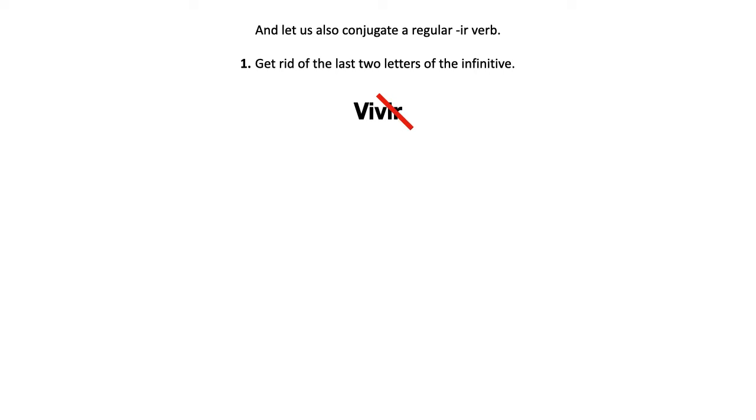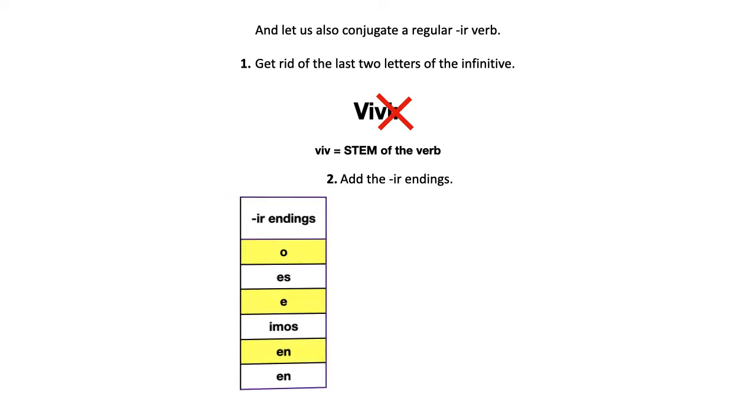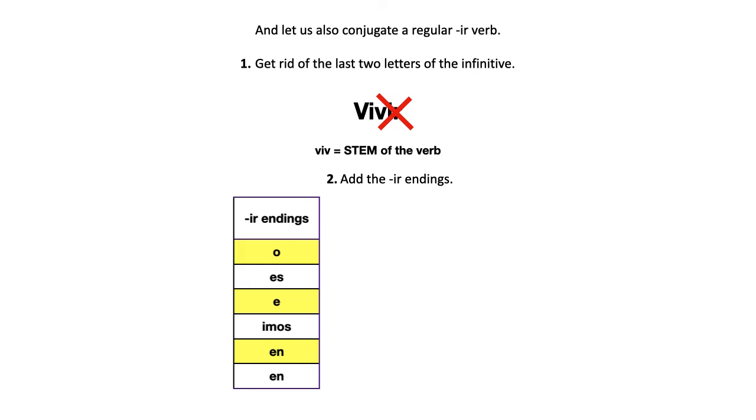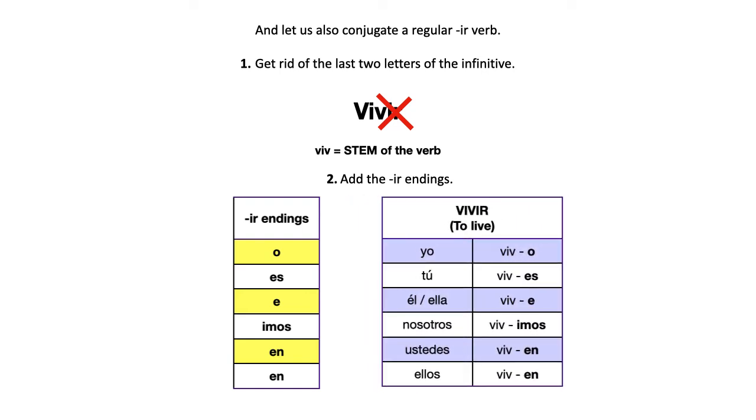Let's get rid of that I and of that R, and we are left with viv, which is our stem, right? And then, of course, we're not going to add the ar or the e endings. We're going to add the ir endings, which go like this: o, es, e, imos, en. If we add those endings, we get the conjugation of vivir. Yo vivo, tú vives, él vive, ella vive, nosotros vivimos, ustedes viven, ellos viven.